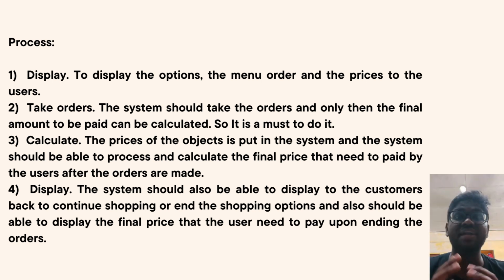Third, to calculate the final amount. The prices of the items are put in the system in the menu, and so the system should be able to add up the whole groceries that were ordered by the users and provide them with the total amount that they have to pay. The last one is to display. As I said earlier, the system should be able to display the menu, the type, and also the total amount of price that the customers need to pay.